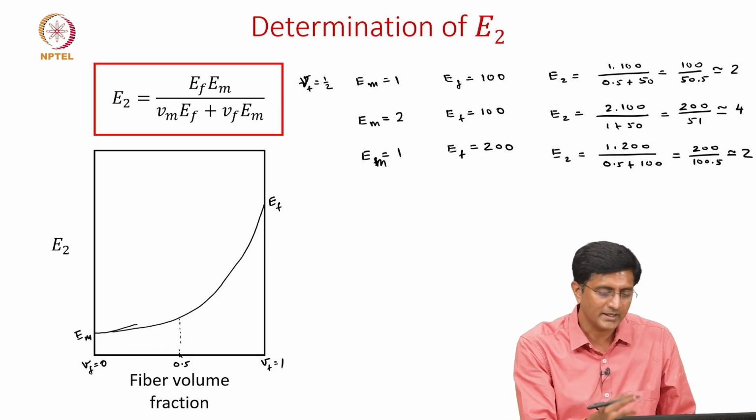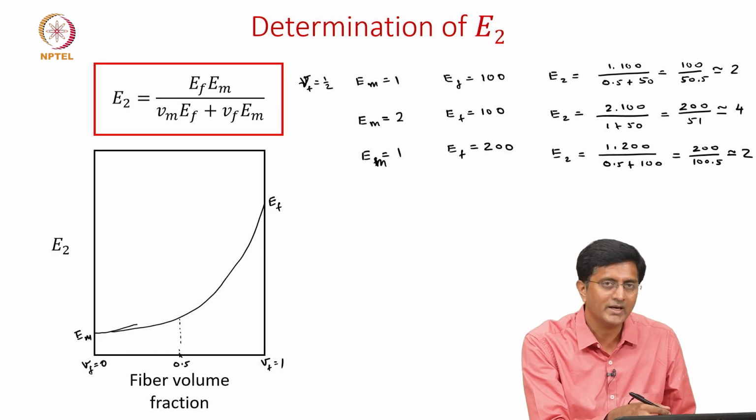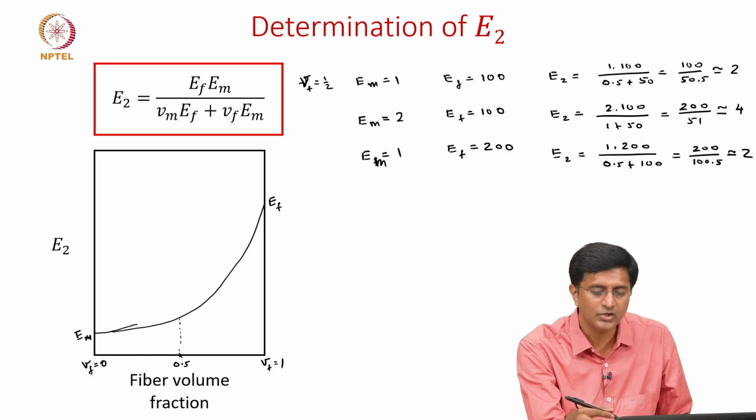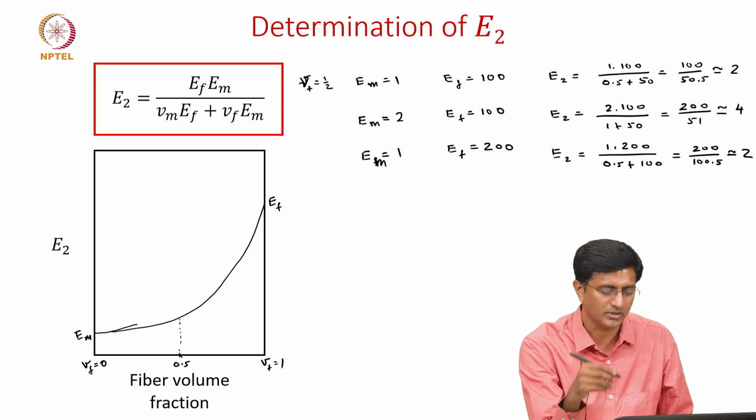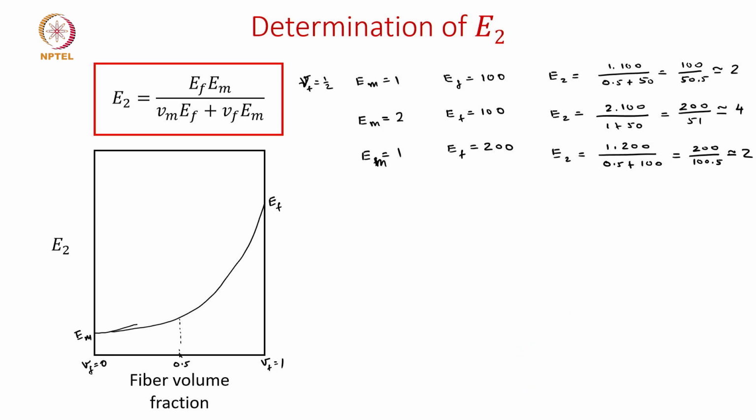So from this example, what can we conclude? We can conclude that when we change the matrix properties, the variation in the E2 values is high. Because if we double the properties of the matrix, the properties of the composite are doubling. But if we double the properties of the fiber, it is more or less the same. So now I can confidently say that E2 is matrix dominated. From this example, it is clear doubling the matrix properties doubles the E2 value. But it didn't happen the same with the fiber.